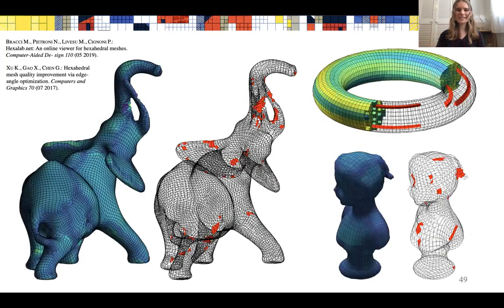All right, and we can now use this to check the invalidity of lots of different meshes. Notice here, I plotted in red the invalid hex elements in these 3 different meshes.